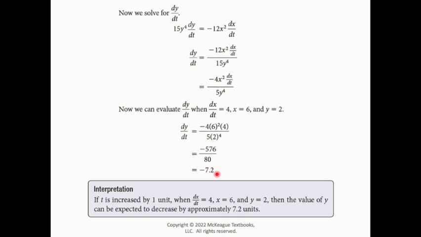So we've got two moving parts here. y is changing with respect to t, and x is changing with respect to t. And when we isolate just the way that y is changing with respect to t, we get this negative 7.2. If t increased by 1 unit and dx dt is 4, x is equal to 6, and y is equal to 2, then the value of y is expected to change, and it has a decrease of approximately 7.2 units. So when all of these things come together, and t is increasing by 1, because remember we have this over 1, we have a decrease in y by 7.2.